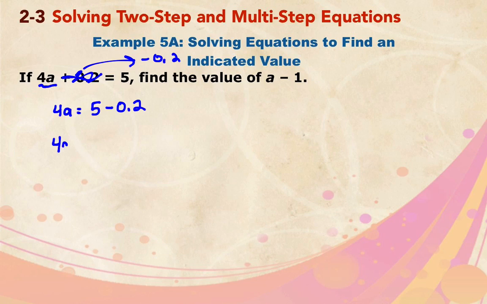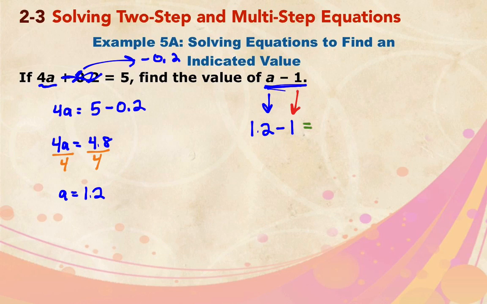So I have 4a equals 4.8, and I'm just going to do a simple division here. Divide both sides by 4, and this is going to get me a equals 1.2. Now to finish up here, it asks once again, what is a minus 1? Well, I know what a is. A is 1.2 minus 1. Bring that down. So when I'm done, I have a final answer of 1.2 minus 1, which is just 0.2. So not as hard as it looks.